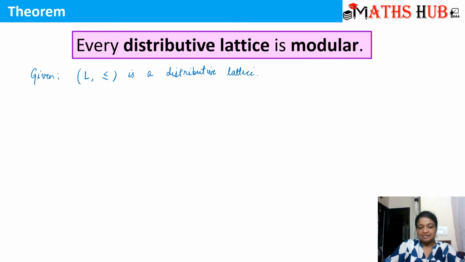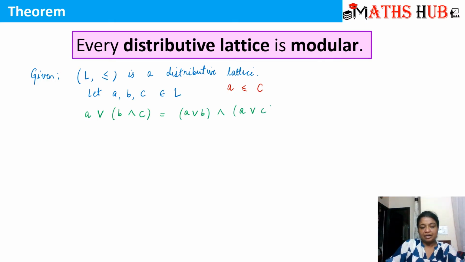So for modular, let us pick any three elements. Let A, B and C belong to L, right? Now for modular, we know that the condition should be that A should be less than equal to C. Now let's see how I will get the modular relation. Since it is given that L is distributive, it will satisfy the distributive property. And if A, B, C belong to L, the distributive property says A join (B meet C) is equal to (A join B) meet (A join C), right? So this is the distributive law.